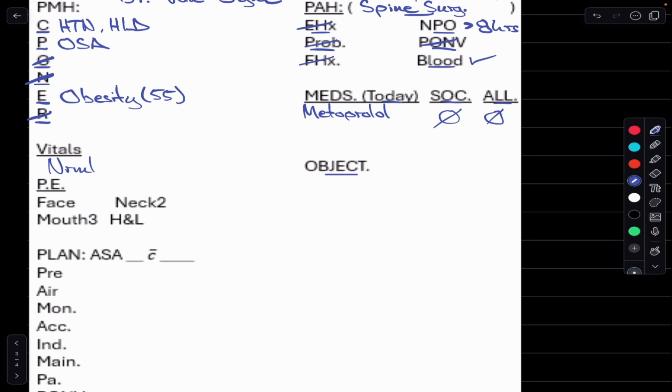Then in the objective section, the big two systems that I always review are any cardiac studies or lung studies. Cardiac studies would be if they had an echo, and then specifically the year that they had it and what the ejection fraction or findings were, if they've had stress testing, if they've had a cath done. Lung studies could be like PFTs or a sleep study if they have sleep apnea, something along those lines. And if I see any of those in the chart, I'll record it here. And then I'll also make sure to record specifically the year that it was completed. For this patient, we'll say that they haven't had any cardiac or lung studies at this point.